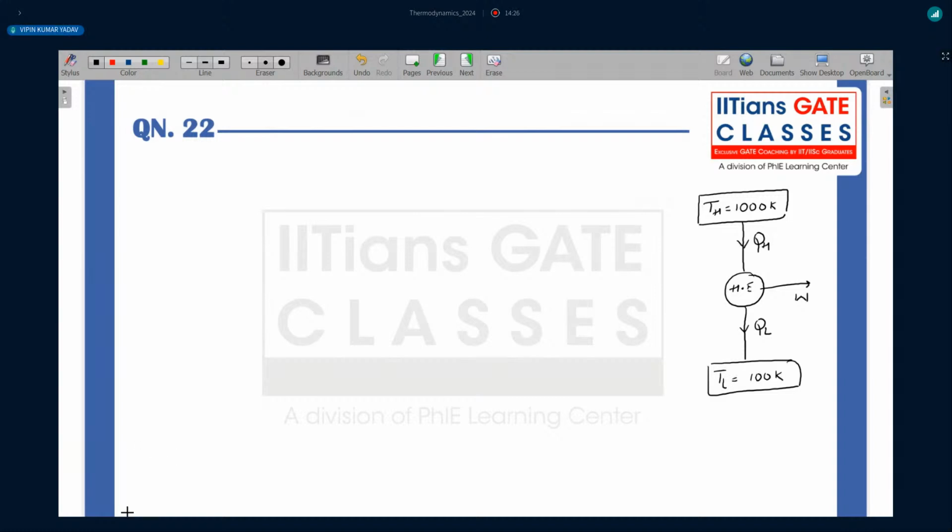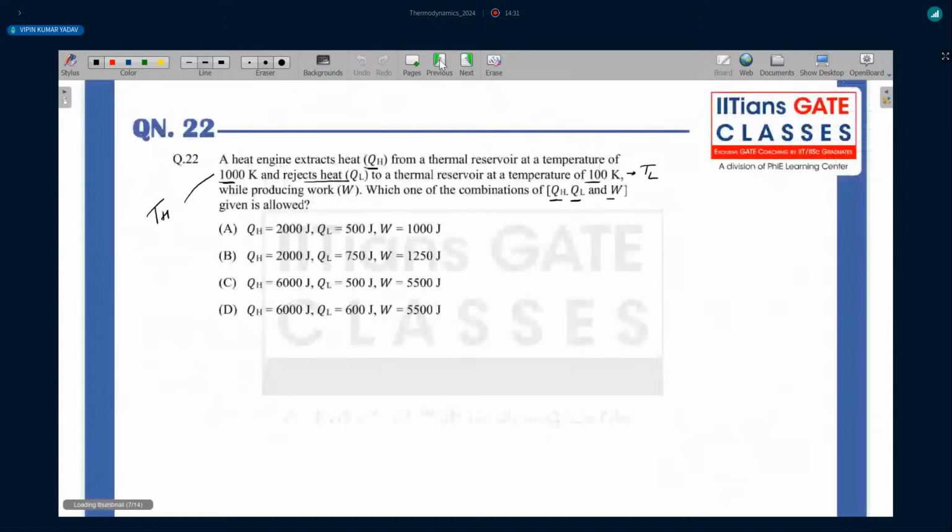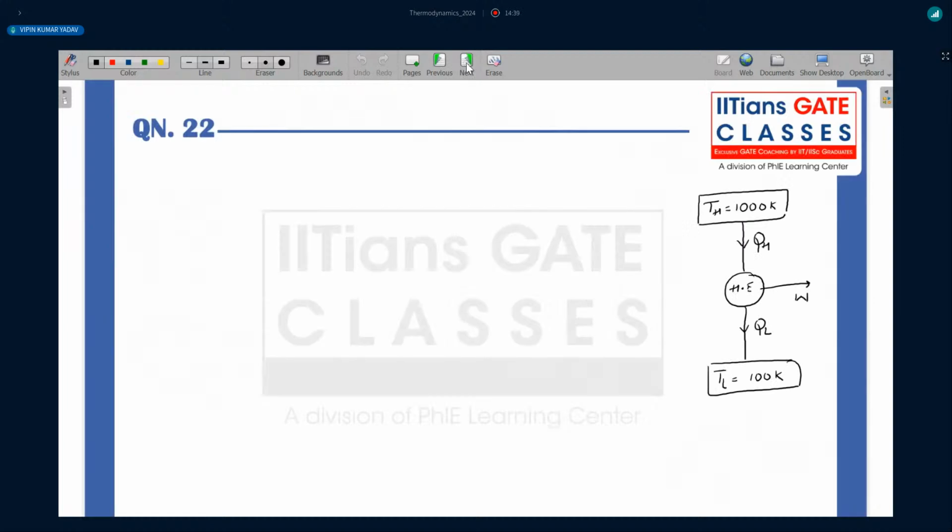Now they are asking us about a relationship between QH, QL, and W. How do we get a relationship between QH, QL, and W? Well, we have the first law of thermodynamics, isn't it? What is the first law of thermodynamics for a cycle? Anyone remember? It is energy in is equal to energy out.